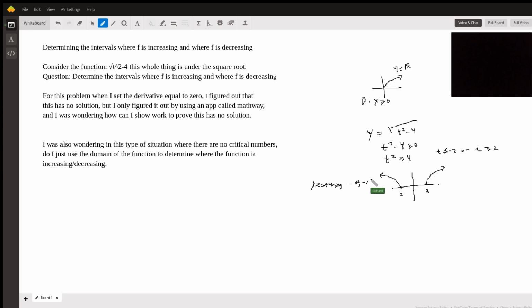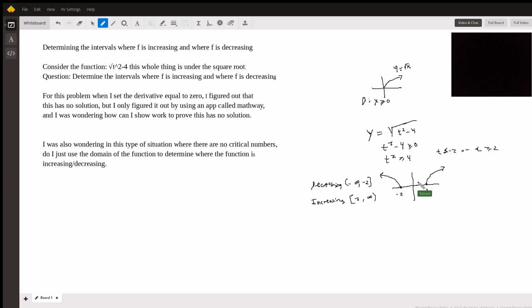Notice it's going to be a square bracket around the negative 2, because negative 2 is valid: if t is negative 2, then the square root is 0. And the function is going to be increasing from positive 2 to infinity for the same reason.